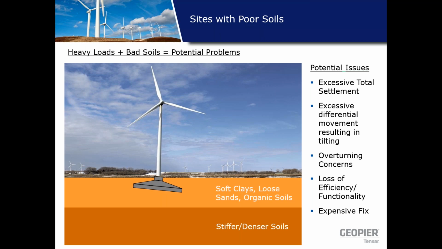What could go wrong? Well, you could have excessive total settlements, right, which could interfere with your wiring. You could have excessive differential movement resulting in tilting, which could be particularly bad. That could result in loss of efficiency or functionality. Or you could have overturning concerns, which could ultimately cause the wind turbine to tip over. More so, if you do have some minor issues and loss of efficiency, these foundations are extremely expensive to go back and retrofit. You can't simply go out and lift these back up. They're very massive, and to get down to good bearing soils after the fact would be very expensive.